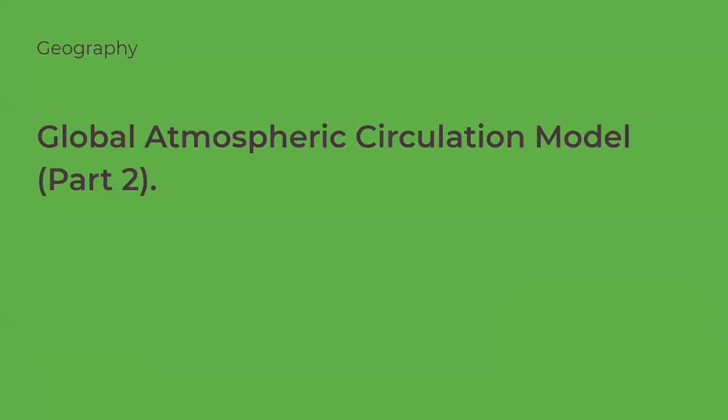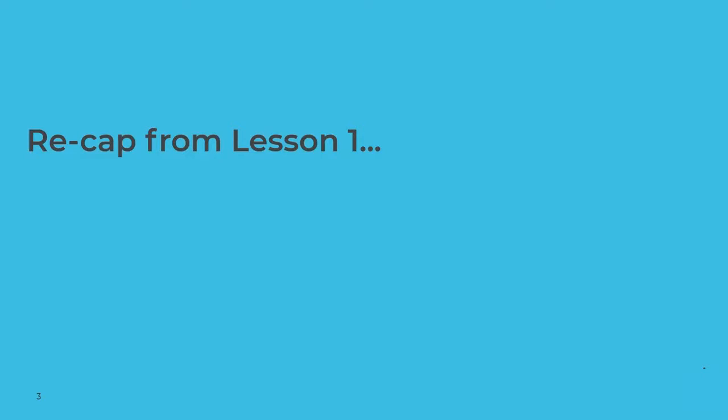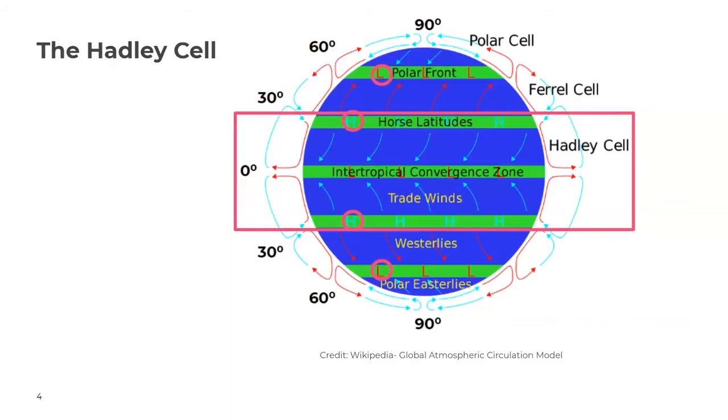So as mentioned, this lesson is going to focus on part 2 of the Global Atmospheric Circulation Model. In lesson 1, we focused on the Hadley cell, and in this lesson, we're going to focus on the Ferrel cell and then follow that up with the polar cell. So we're going to begin with a little recap from lesson 1, just to make sure we've secured that learning before moving any further. So let's recap our understanding of the Hadley cell.